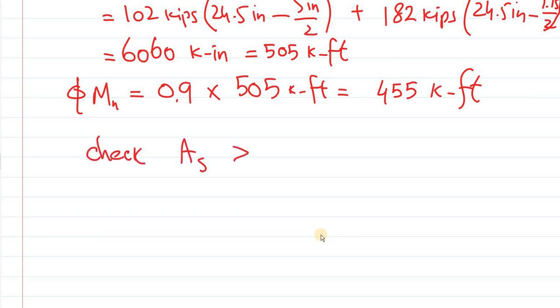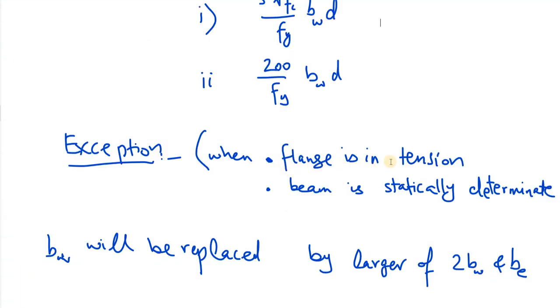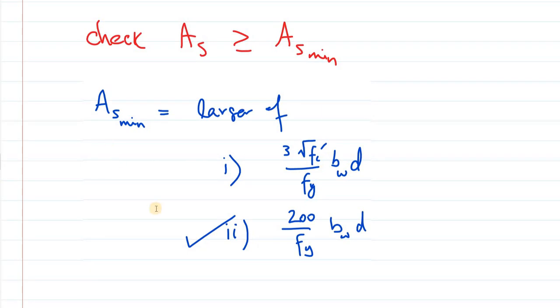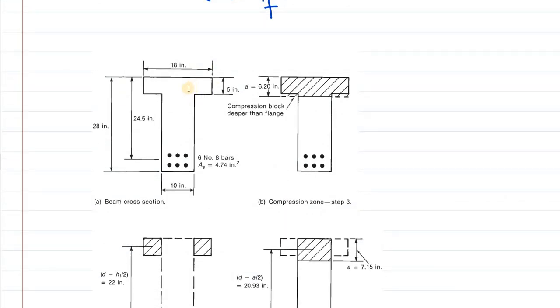AS is equal to or greater than AS minimum. So same expression for AS minimum. Now AS minimum is given by the larger of these two, and we have discussed that as far as this BW value is concerned, there is only one exception. That exception is when the flange is in tension and the beam is statically determinate, then BW is replaced by the larger of 2 BW and BE.